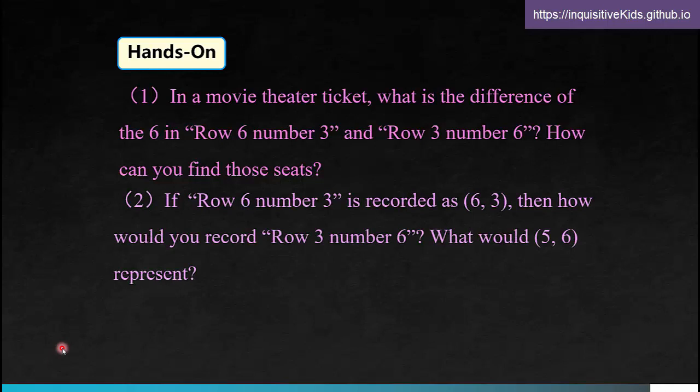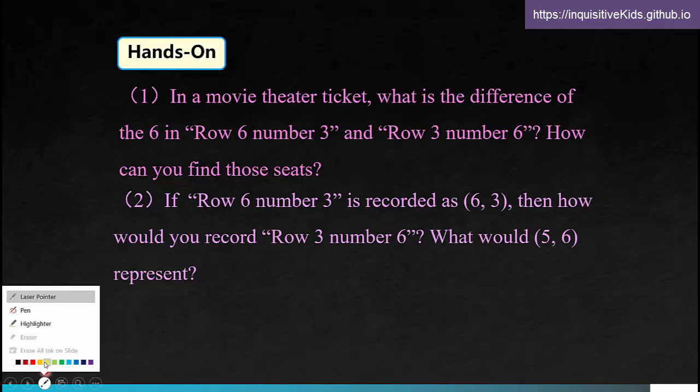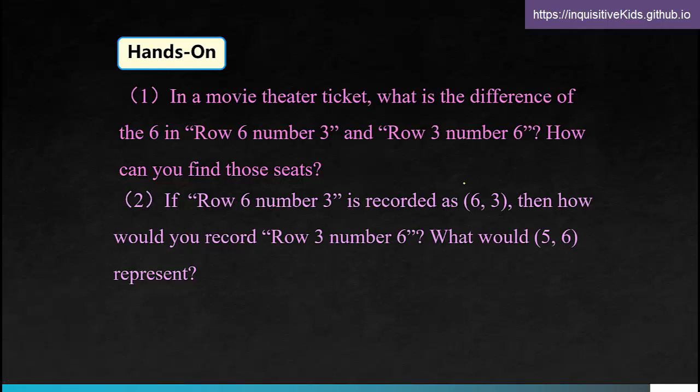Okay, number 2. If row 6, number 3 is recorded as 6 followed by 3, separated by a comma and parentheses, then how would you record row 3, number 6? What would 5, 6 represent? Well, here, let's analyze this. Row 6, so this means the row. And number 3, so this would be the number or column.